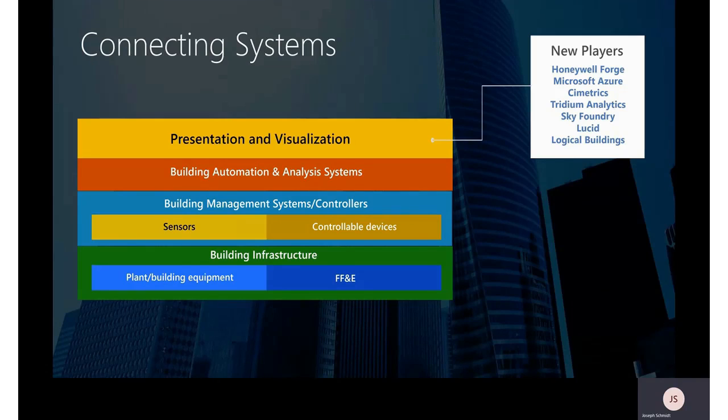So again, building from the building infrastructure and having that being able to communicate up to the building management, to the building automation, and ultimately to a presentable, easily understood view of what your building is doing. That's the key to working towards a smart building.